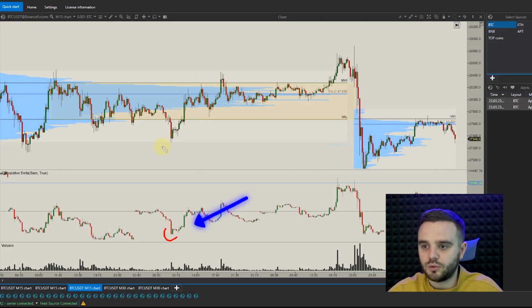About delta, have a look here, even these two examples. In this one, price made a real low and after that super negative delta and reversal. The same here: what did price do? A re-high of this level and super positive delta. It is a really clear example of stop loss hunts.